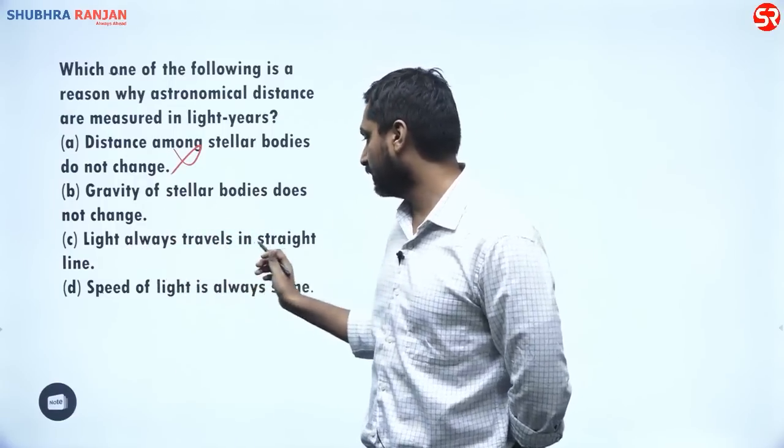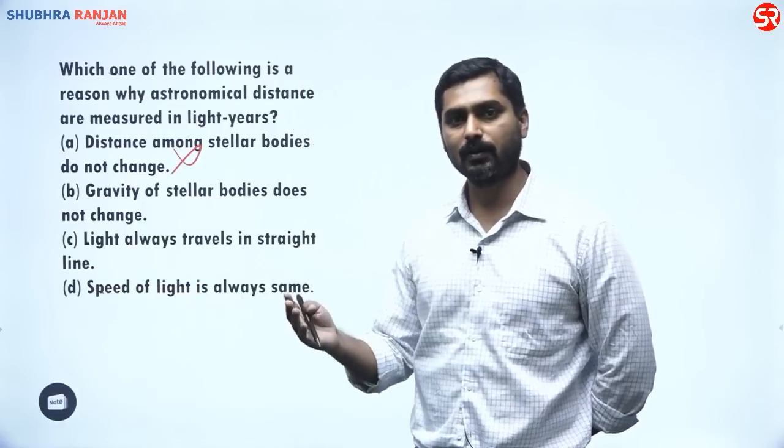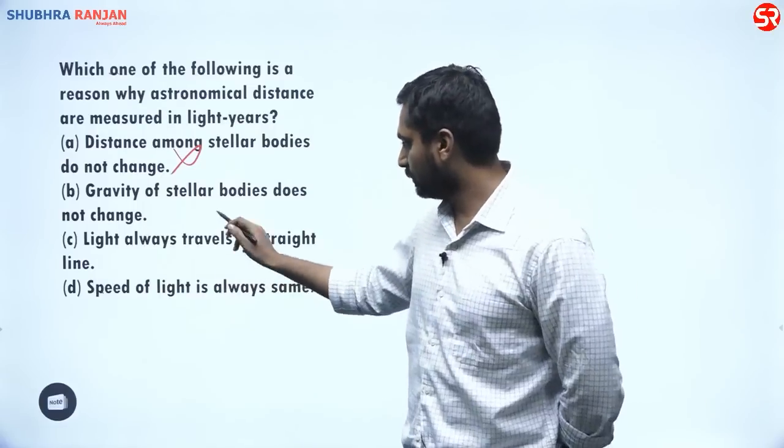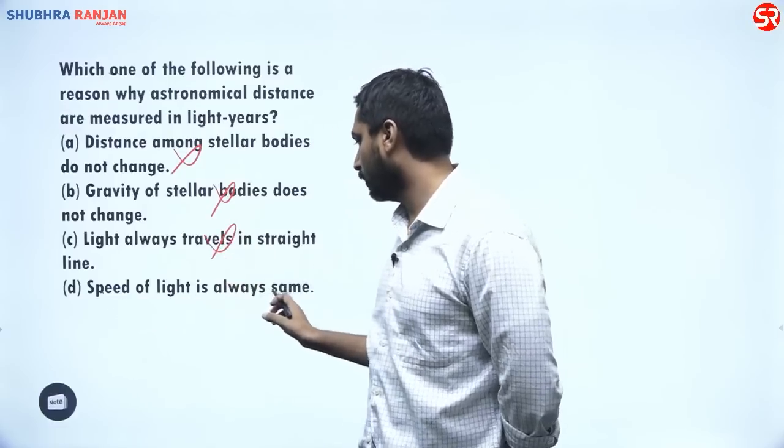Light always travels in a straight line. This is also an incorrect statement, because around a black hole, the light bends. And this is a famous phenomenon. So this statement is also incorrect. So we land up on this. Speed of light is always the same.